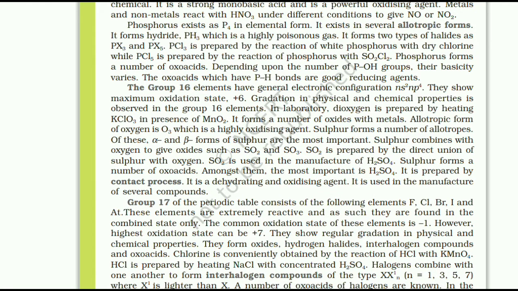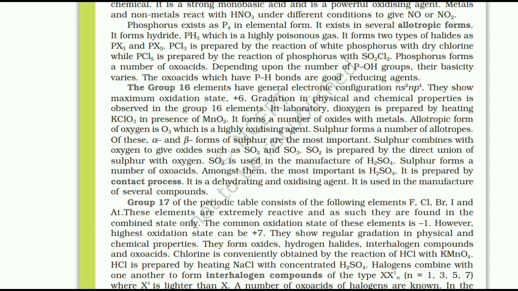The group 16 elements have the general electronic configuration ns2 np4. They show a maximum oxidation state of +6. Gradation in physical and chemical properties is observed in group 16 elements. In the laboratory, dioxygen is prepared by heating KClO3 in the presence of MnO2. It forms a number of oxides with metals. An allotropic form of oxygen is O3, which is a highly oxidizing agent.